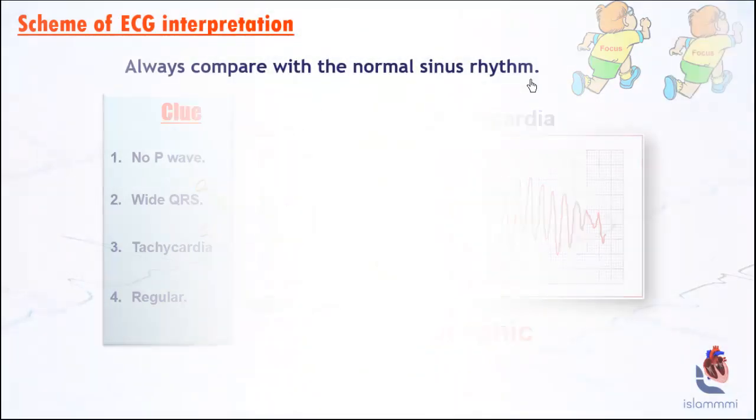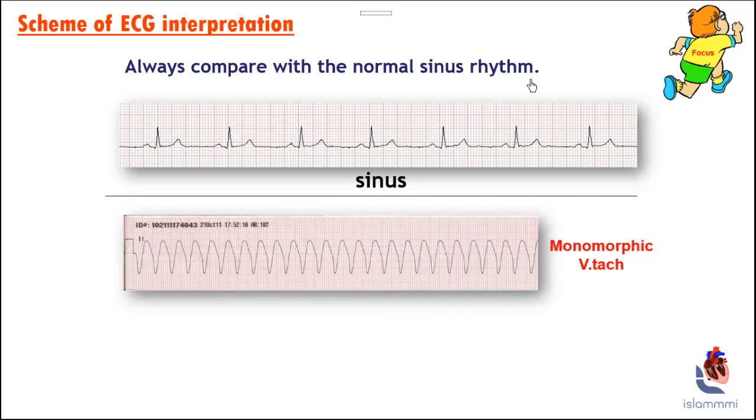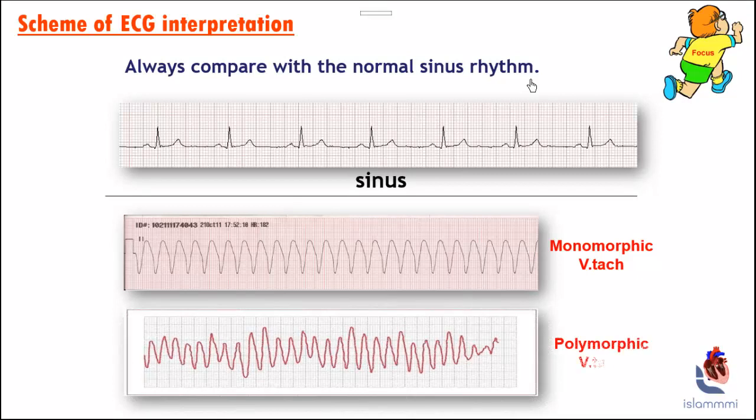Okay, compare between the normal and the abnormal, as we always say. So this is the sinus, this is the monomorphic ventricular tachycardia. Why ventricular? QRS is wide. Why tachycardia? Because the heart rate is more than 100, so it's 150 in this case. So why monomorphic? Because all of them are quite the same shape. Correct? The second type, we have tachycardia. Why tachycardia? Because you can see the heart rate is more than 100, it's almost 250. And why polymorphic? Because they don't have the same shape.